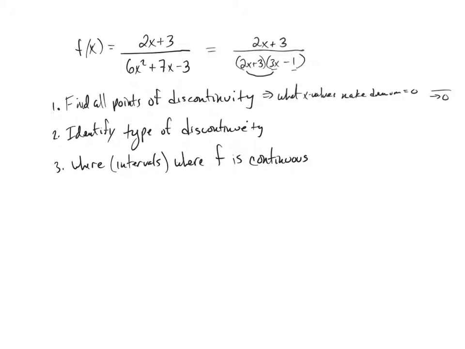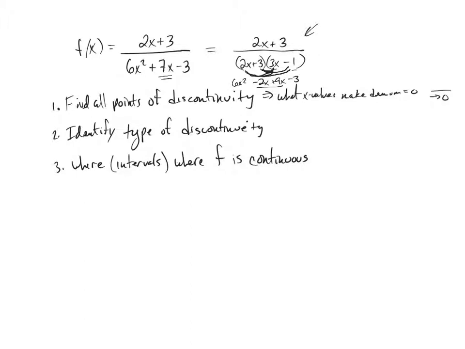If you were to FOIL that out, you're going to get 2x times 3x, which of course is 6x squared. When you do the outside terms, you're going to get minus 2x. When you do the inside terms, you're going to get 9x. And then 3 times negative 1 is negative 3. And sure enough, negative 2x plus 9x is the 7x we need. So there's our factored form.